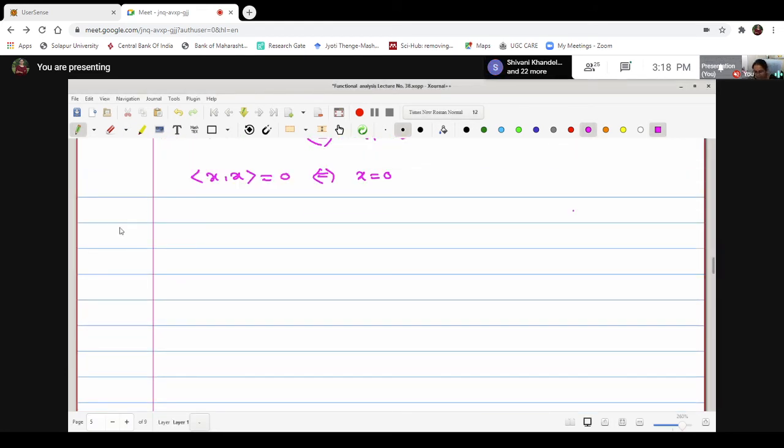What is the third property? Conjugate symmetry. To prove that the conjugate of inner product x with y is inner product y with x. Okay, let us start to prove the result.